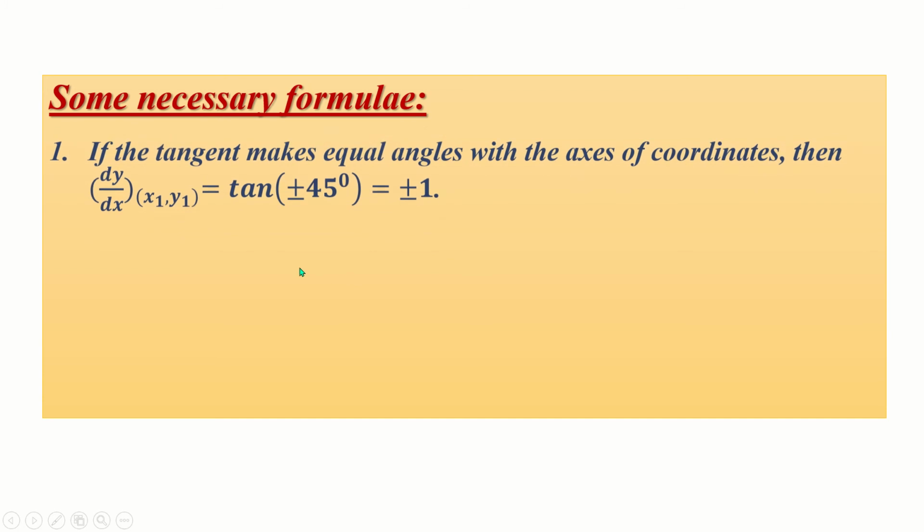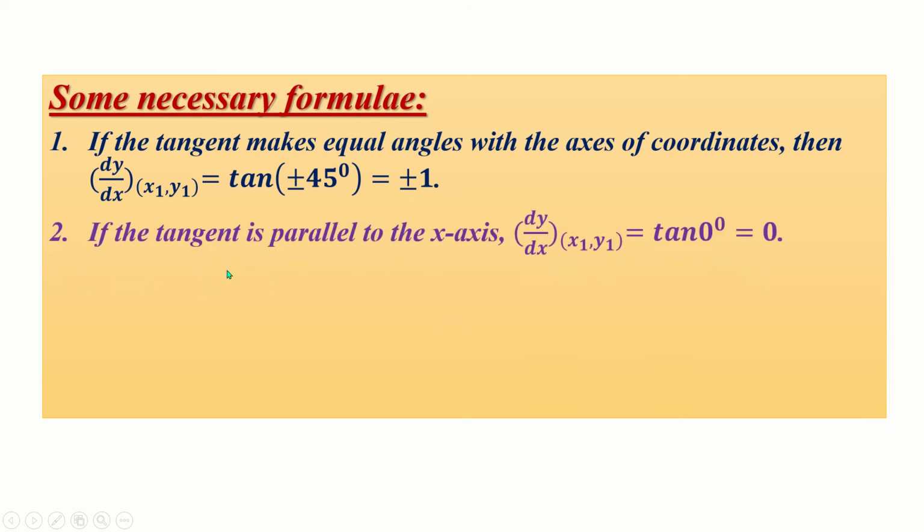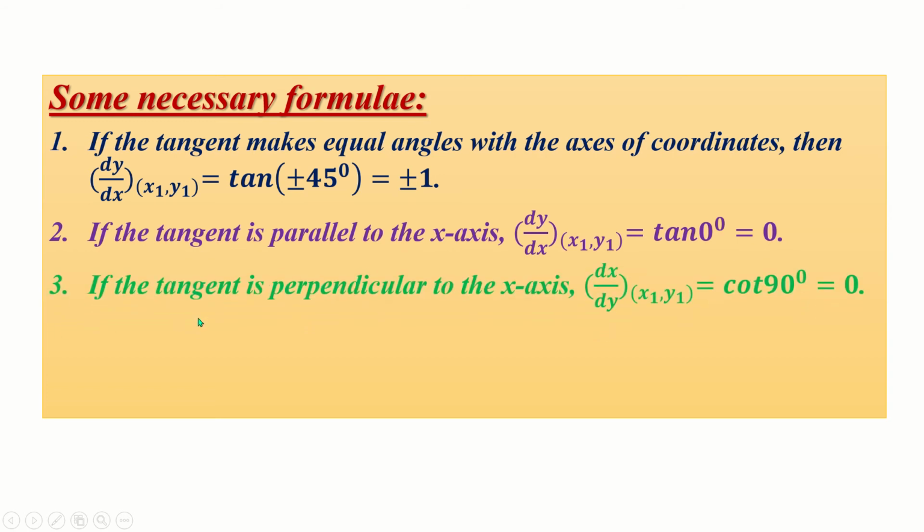Some necessary formulae. If the tangent makes equal angles with the axes of coordinates, then the derivative of y with respect to x at the point (x1, y1) equals tan plus or minus 45 degrees. That means this equals plus or minus 1. Remember, if the tangent is parallel to the x-axis, then the derivative of y with respect to x at (x1, y1) equals tan 0 degrees, which equals 0. And if the tangent is perpendicular to the x-axis, then the derivative of x with respect to y at (x1, y1) equals cot 90 degrees, which equals 0. You have to remember this formula.